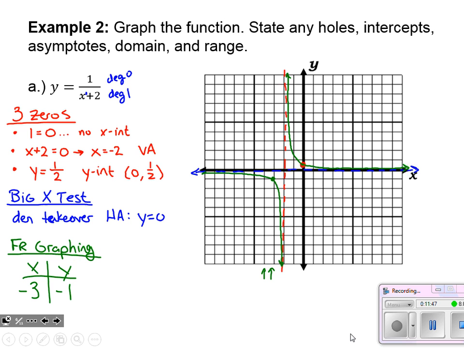Let's just double check that we've accounted for everything. Since there was no simplifying, there is no hole in the graph. Okay, so we've got the holes accounted for. There's no x-intercept. We got our vertical asymptote, horizontal asymptote. There's a y-intercept there. Last thing we need to do is domain and range.